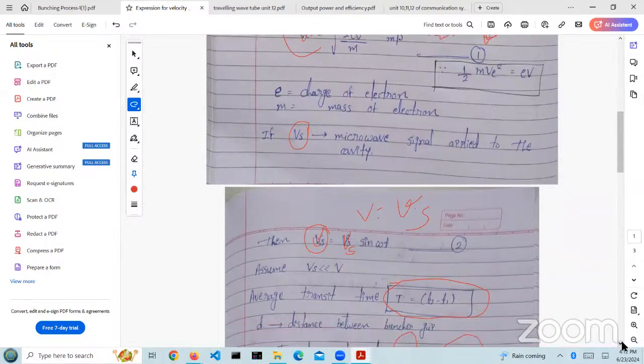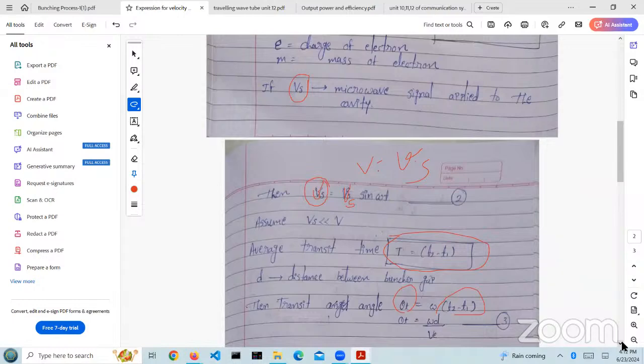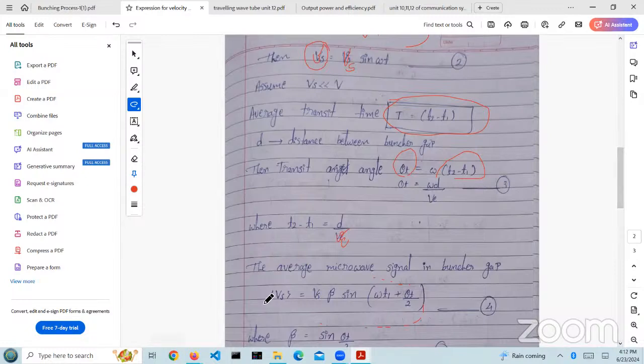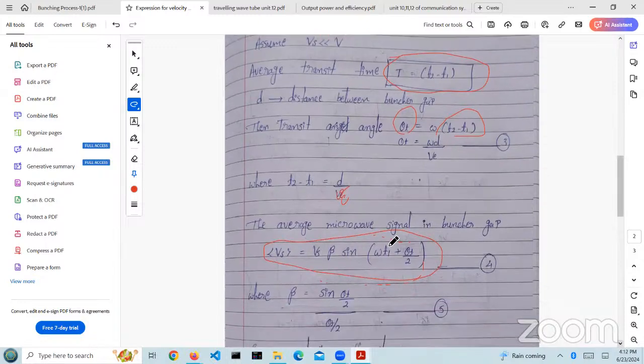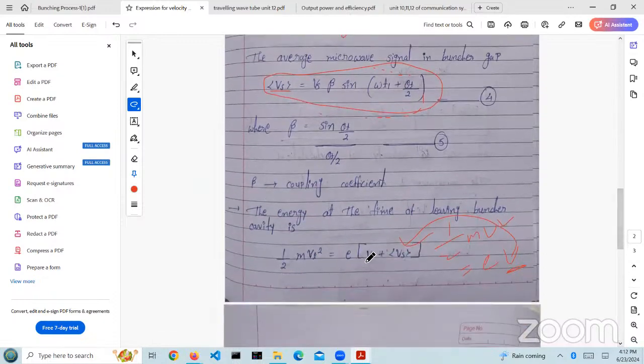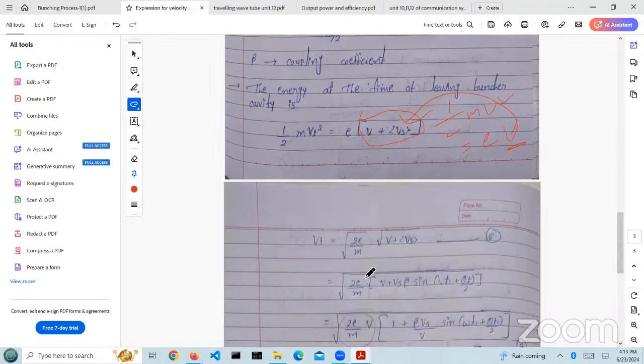Taking time period t equal to T2 minus T1, from there I wrote the Tt value. Here, the average signal of the buncher gap, I am writing the signal equation. From the signal equation, this is the Vs equation. Next, I am taking the energy equation. What is the energy equation of m v square equal to E V? In place of capital V, I am substituting V plus Vs. From this, I am writing the Vt value.